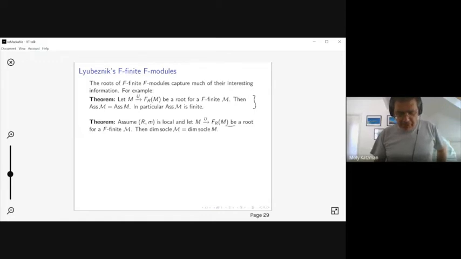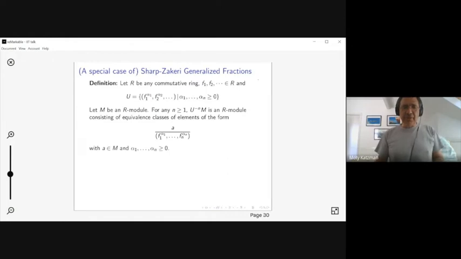And now I'm going to show you something that not many people know well, and it should be known much better, because each time Rodney shows me what you can do with generalized fractions, I discover something surprisingly useful and nice. I'm going to show you just a simple setup of the Sharp-Zakeri generalized fractions. Zakeri as in Hossein Zakeri, who I think is in the audience.